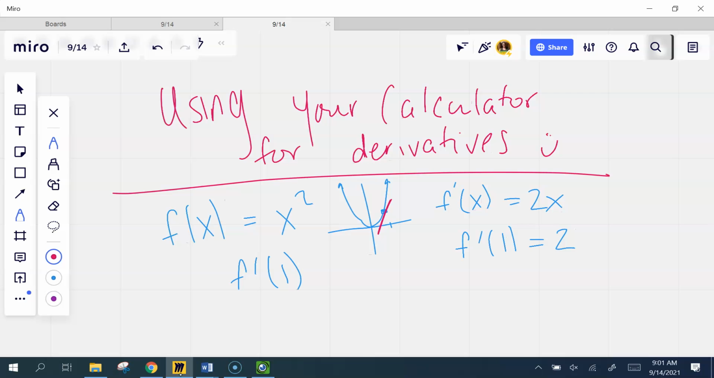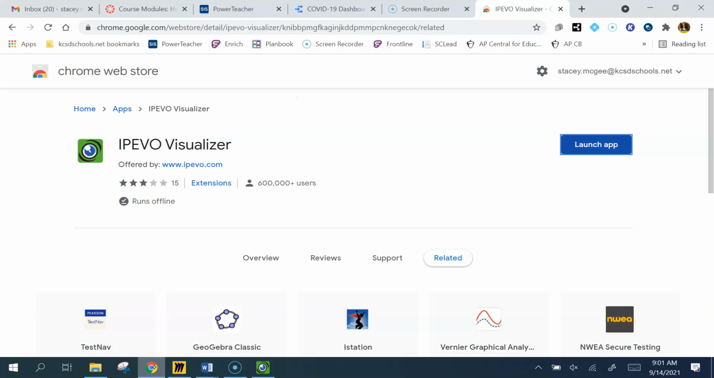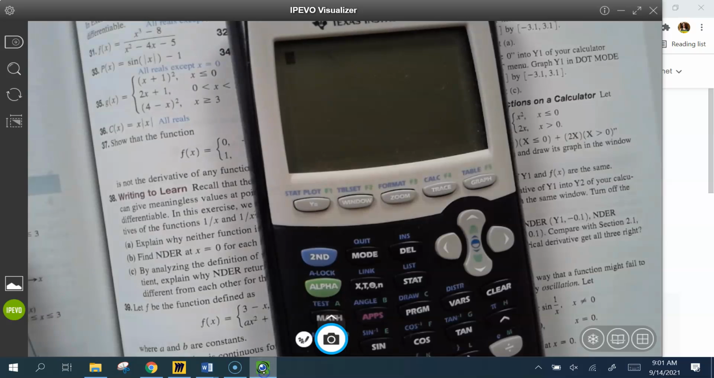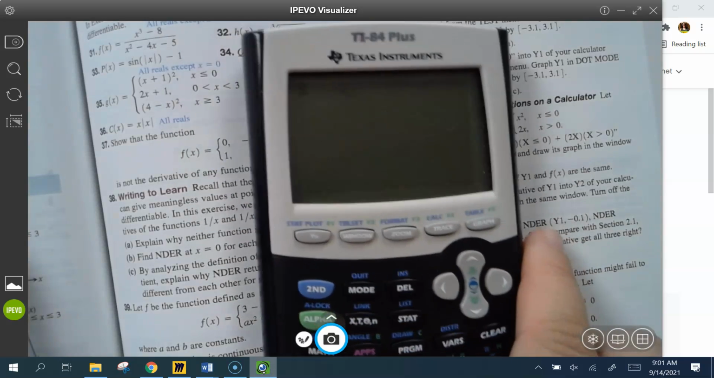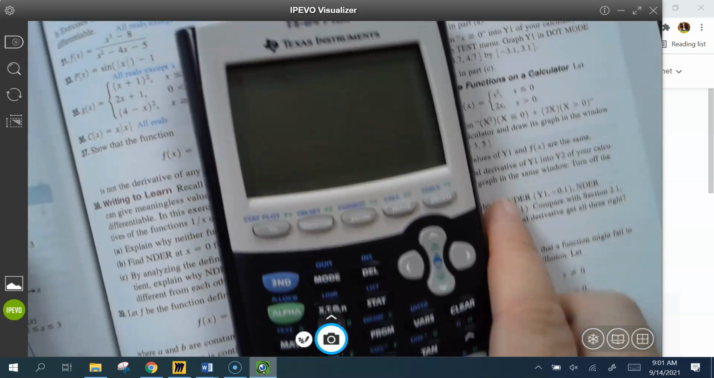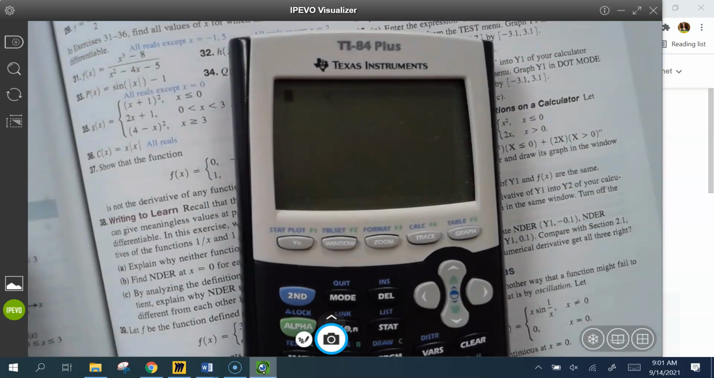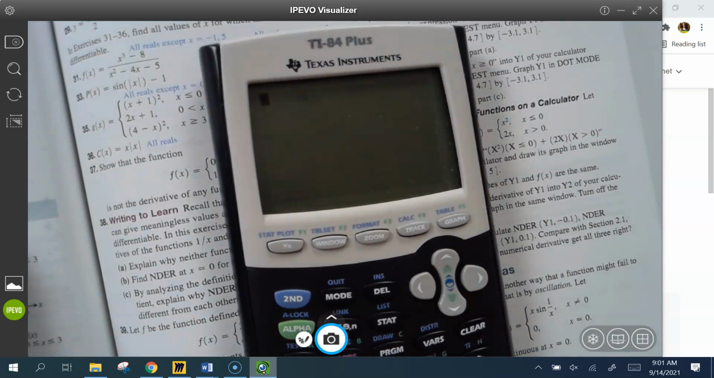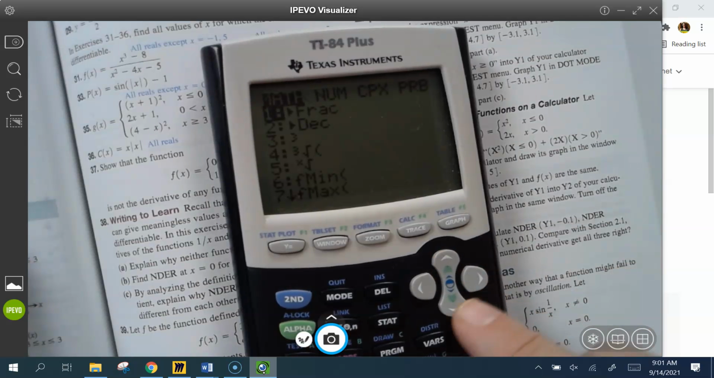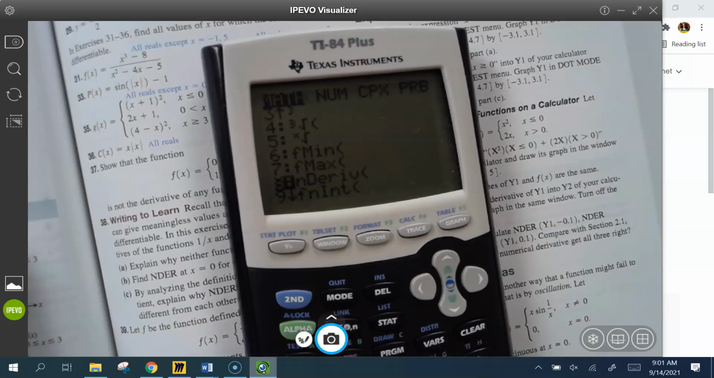All right. Here's what we're going to do. And you might want to write these steps down. It's not hard. So I'm going to do that same basic example, and I'm going to show you 2 ways you can do it. If you go into math and you scroll down to number 8 in deriv.